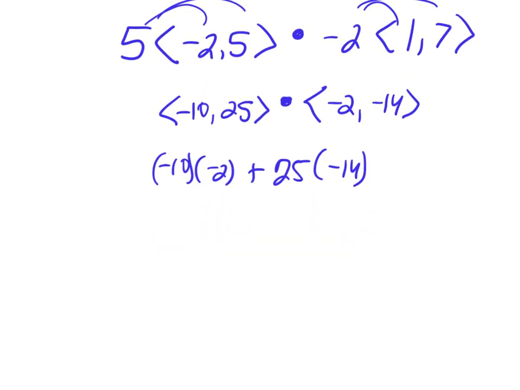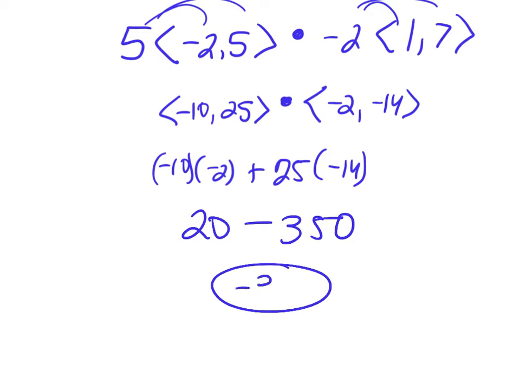Okay, dot product would be negative 10 times negative 2 plus 25 times negative 14. Negative 10 and negative 2. 20. Minus, what's 25 and negative 14? Negative 350. So what is your dot product? Negative what? 330. Negative 330. Okay, good. Questions on those?